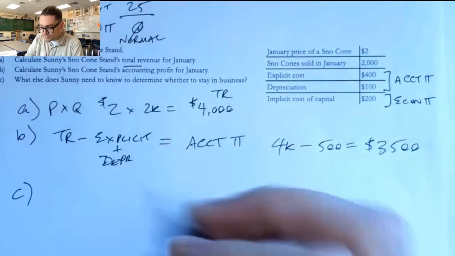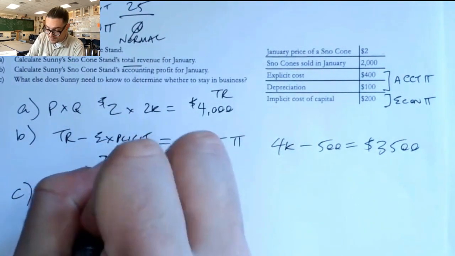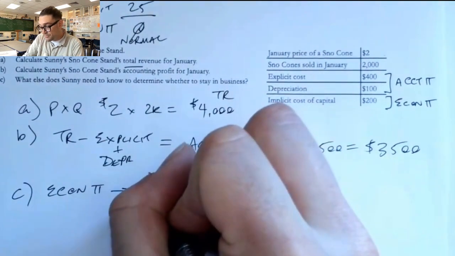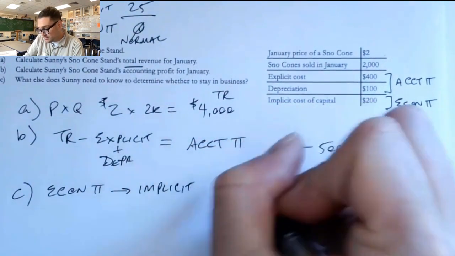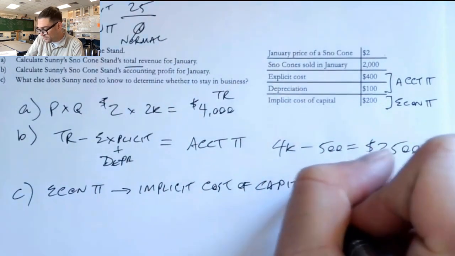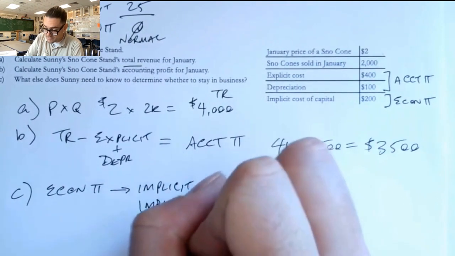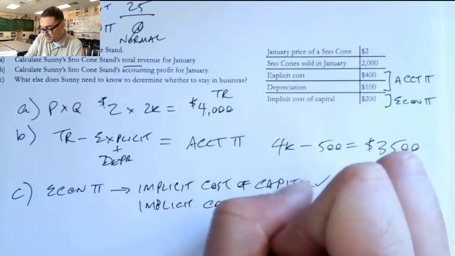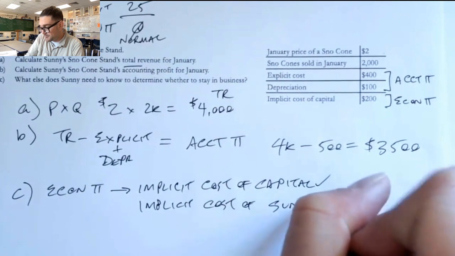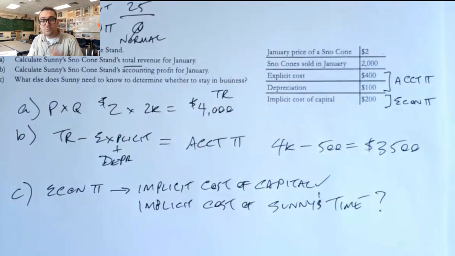Now, part C says, what else do we need to know to determine whether to stay in business? And we need to know the economic profit. And what do we need to determine for that? We need the implicit cost of capital, which we have given. That's 200, but we also need the implicit cost of Sunny's time. In other words, what else would Sunny be doing if they weren't running the snow cone stand?